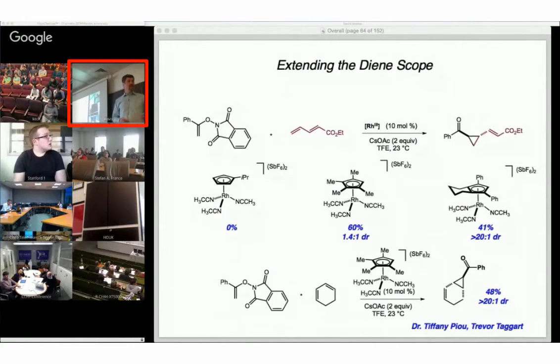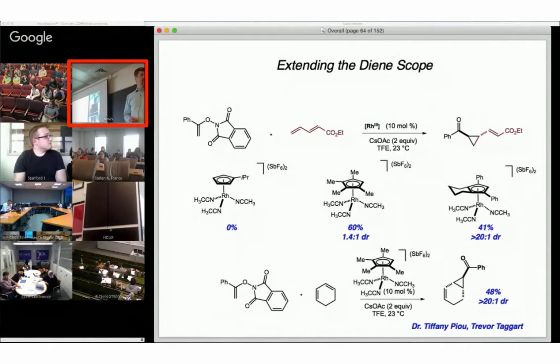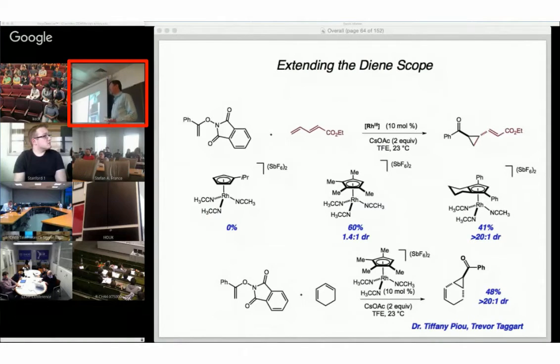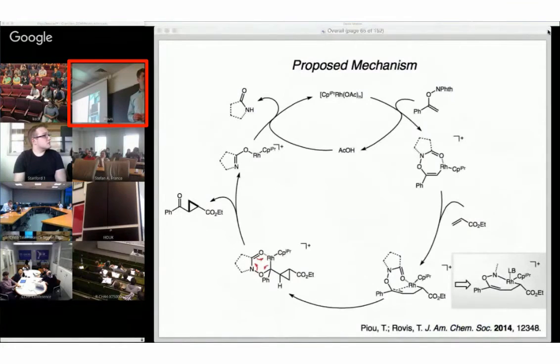And I'll draw your attention to that this is not yet a solved problem, it's work that's ongoing. But you can see that the optimal ligand in each case in the sorbate is this tetra-substituted Cp for diastereoselectivity and yield. And in the bottom case for cyclohexadiene, it's a tetramethyl Cp instead of the pentamethyl Cp. Again, the diastereoselectivity is exquisite, and the yield is what I would call promising. Next slide, please.